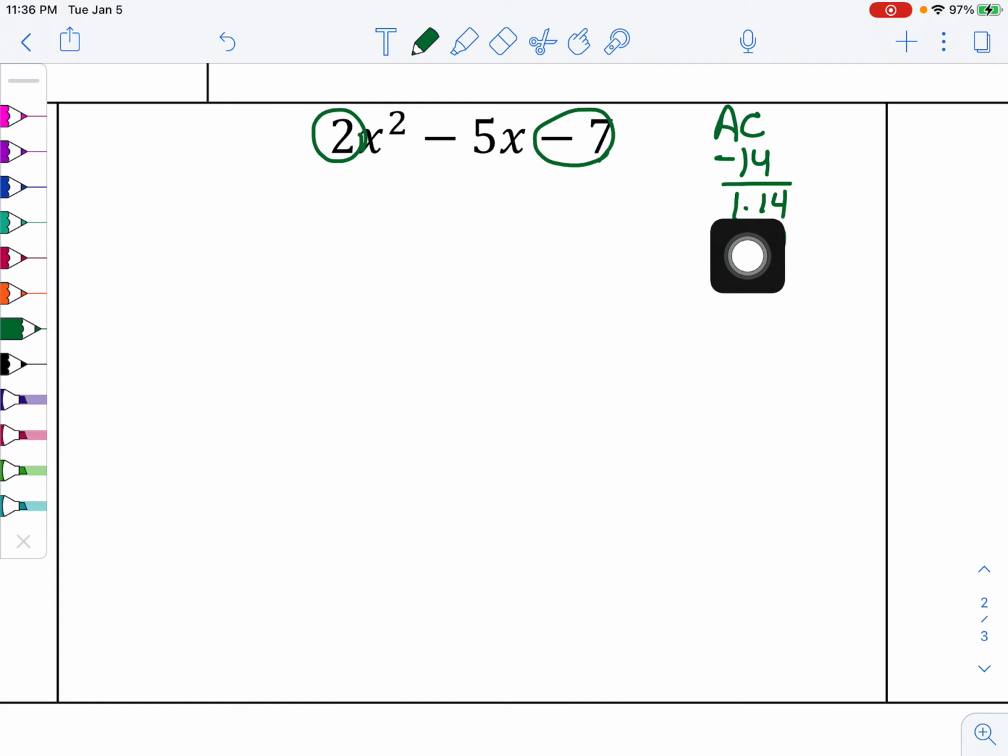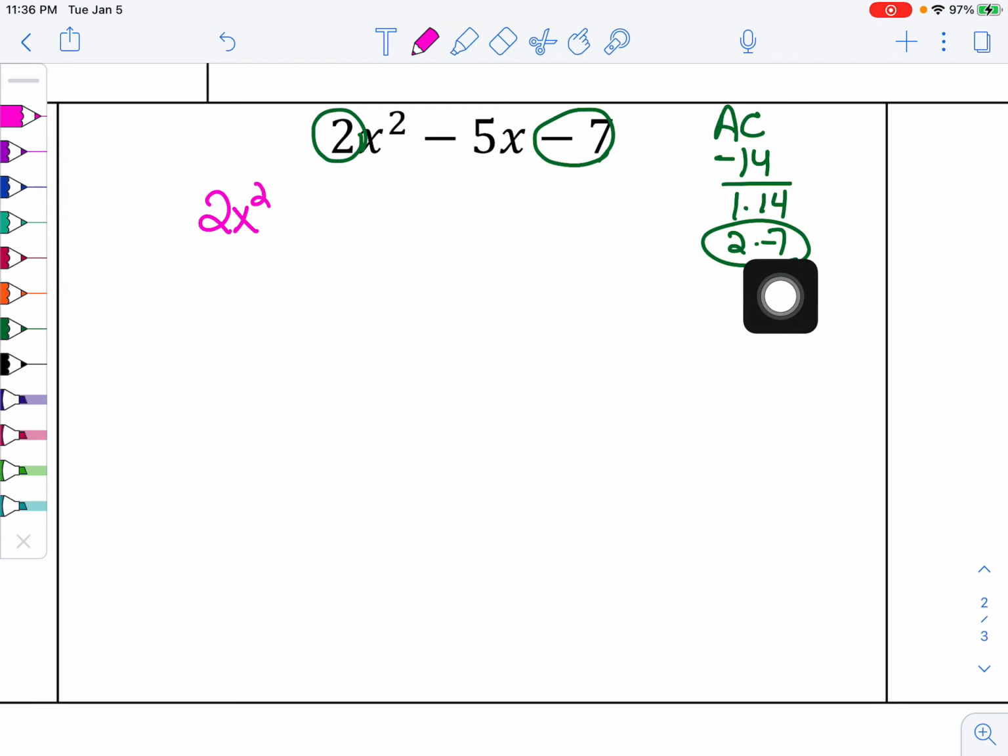So if I look at negative 5 here, 1 and 14 are not going to get me a negative 5 no matter which one of those I make negative. But 2 and 7, if I make the 7 negative and leave the 2 positive, that would be the pair that would work. So let's go ahead and do the rewrite.